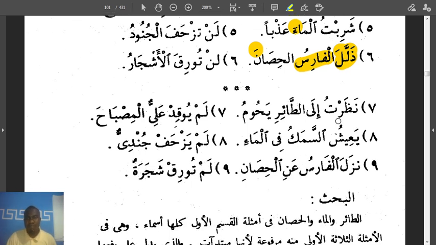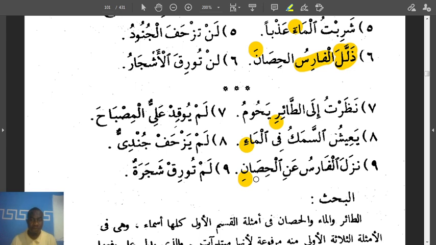Let's go to the last batch. He says, Nazartu ila ta'iri. Here, ta'ir takes kasra. I looked at the bird yahumu, hovering. Ya'ishu as-samaku fil ma'i. Ma also takes kasra here. The fish lives in water. And then he says, Nazal al-farisu anil hisani. The horse rider descended, nazala an, descended from the horse. Here you realize the hisan takes kasra.